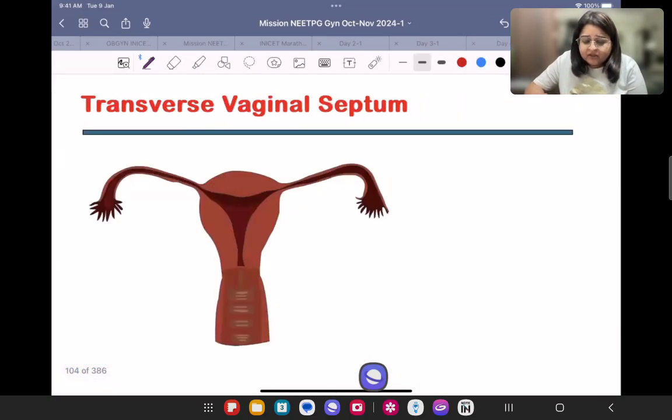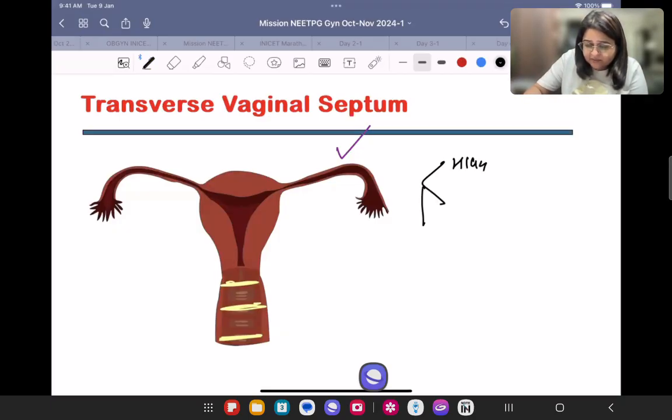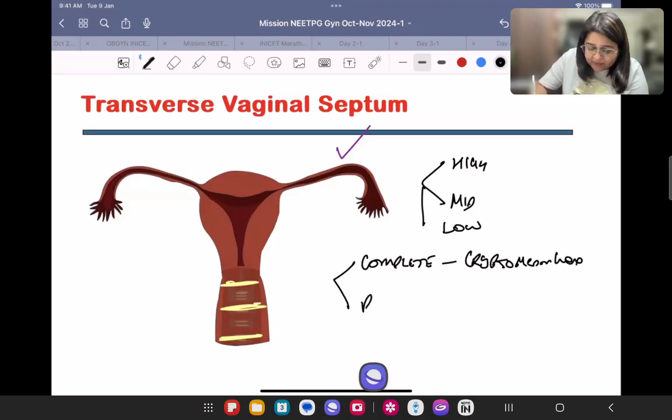Now coming to transverse vaginal septum, ये हम discuss कर चुके हैं. So just again, a quick, brief explanation. It could be a low TVS, a mid TVS, or a high TVS. Also remember, one classification is the position. Another classification is that it could be a complete TVS, where the patient is going to present with cryptomenorrhea, which we discussed in detail. Sometimes, however, it is a partial TVS. That means there is a small opening.